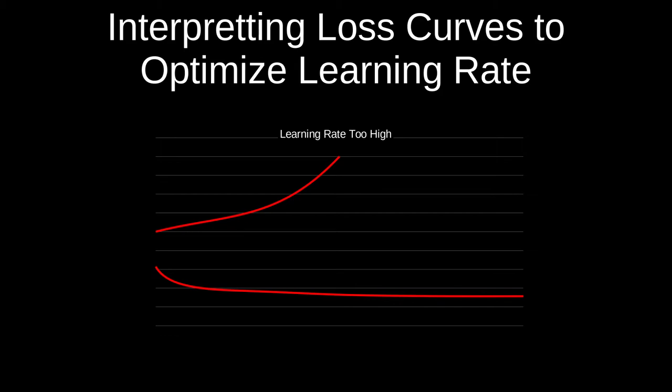And then in this bottom example, it went down quickly at the beginning, but then it just stays here, right? This is not a good number. This is like 2 point something, almost 3 loss. So that's not good either. Like I said, you want to bring it between 0 and 1, right? And so this is stabilizing too high.